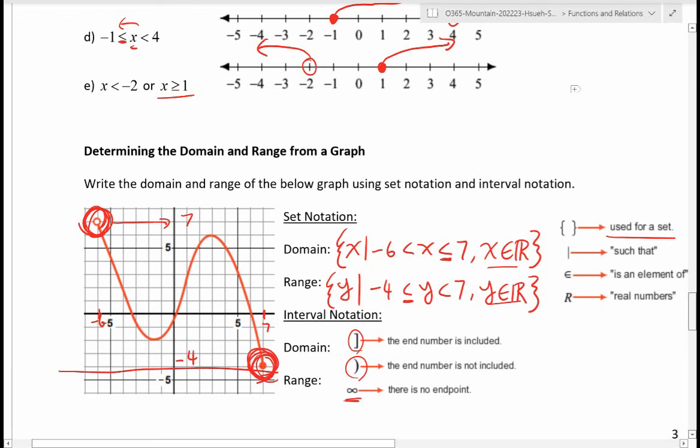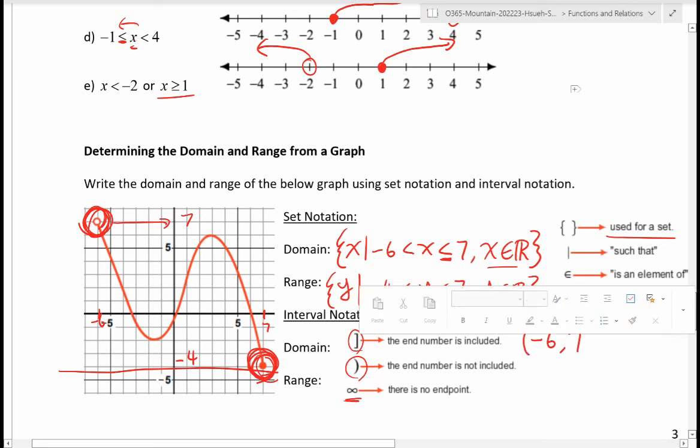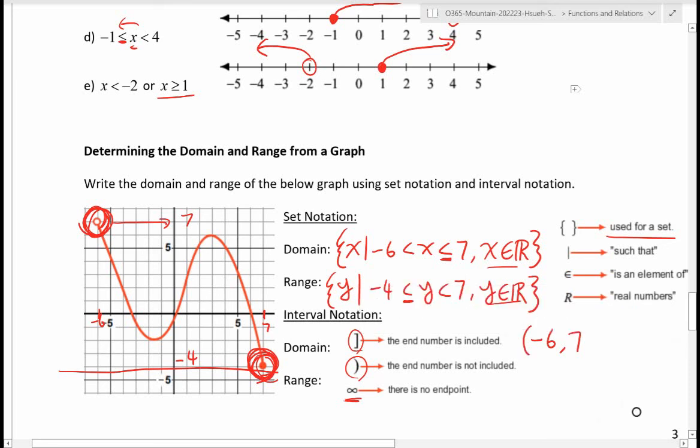For interval notation, what you have to do is go left to right. So for domain, we look at x values, therefore left to right. So the domain is going to go from the smallest x, which is -6, to the largest x value, which is 7. Now, -6 is not included, so you need to use the round bracket. 7, however, is included, and therefore you use the square bracket. And that's all you have to do. You can see it's much, much shorter, but there are two different brackets, so you have to keep in mind which one is which.